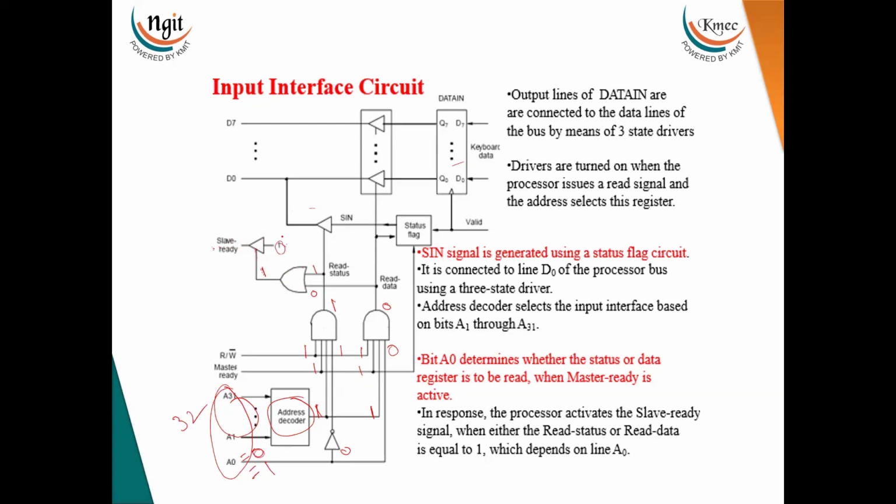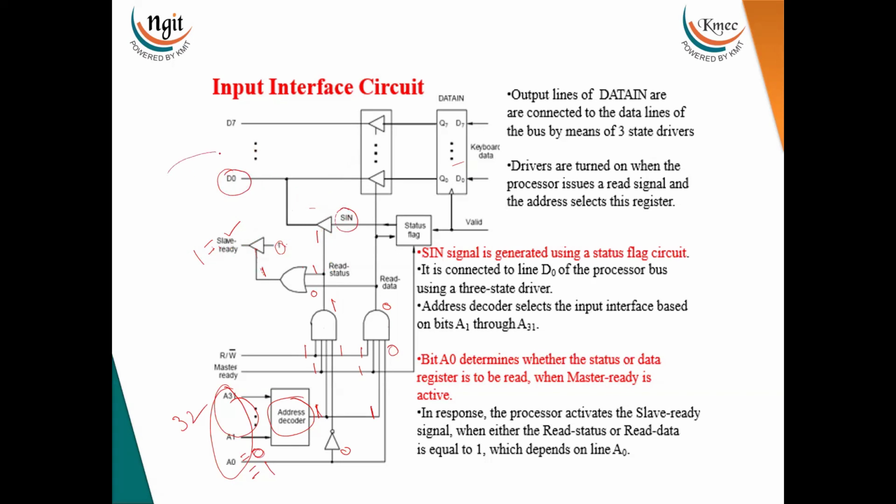Now if this is 1, this 1 becomes available at the output. That means slave ready becomes 1. Along with the slave ready, it will send the status bit. Already I said that. Now this 1 makes this buffer enabled. With that, this SIN bit will be available on the data bus.